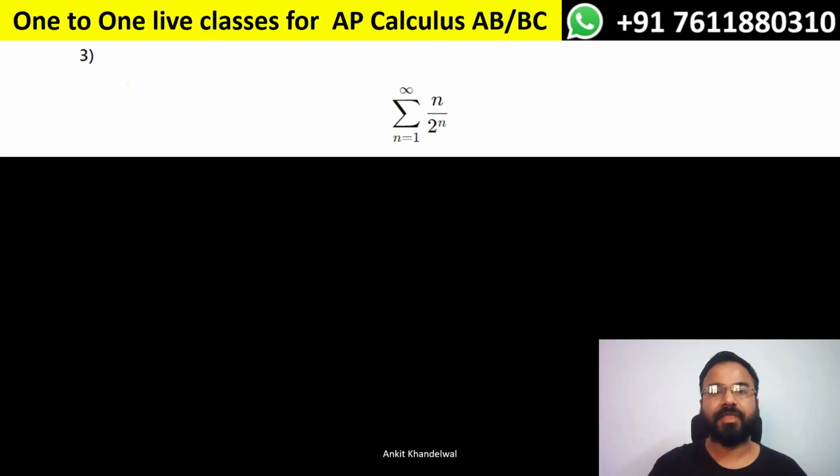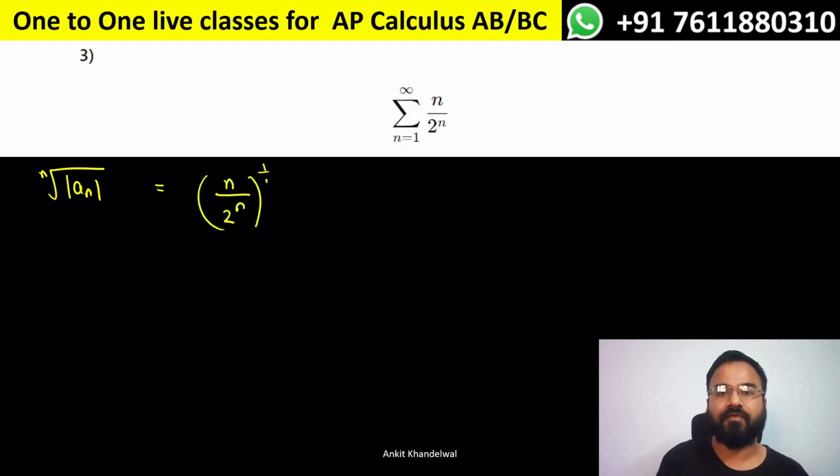Let's take one more, n divided by 2 power n. So here again we will calculate the nth root of the absolute value of this. So the nth root of this thing means (n divided by 2 power n) whole power of 1 by n. It's already positive, so the absolute value will be the same. So it is n power of 1 by n divided by 2. Now we will calculate this particular limit.